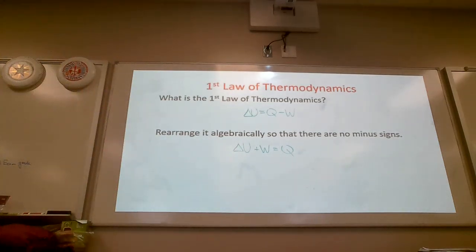Okay, first law of thermodynamics. The math is not that hard. You're just adding stuff. So the catch is, are you going to be able to assign positive and negative signs to the different variables? That is what you're going to be tested over.